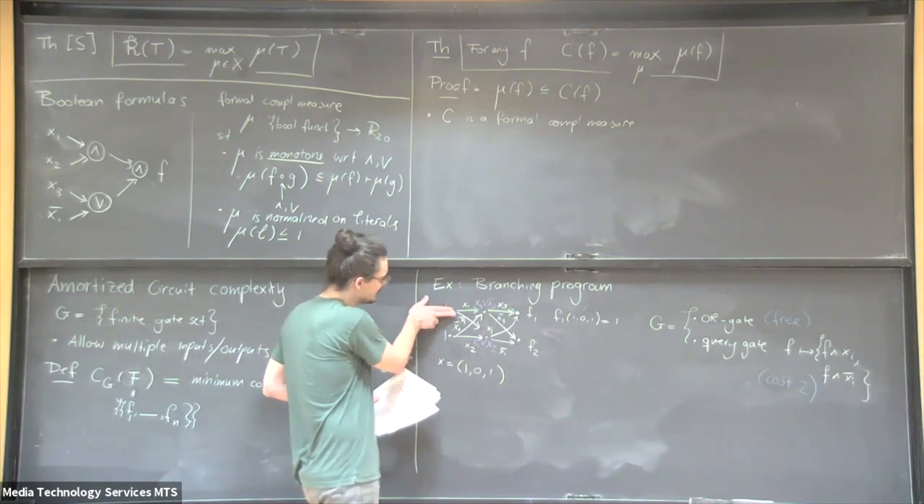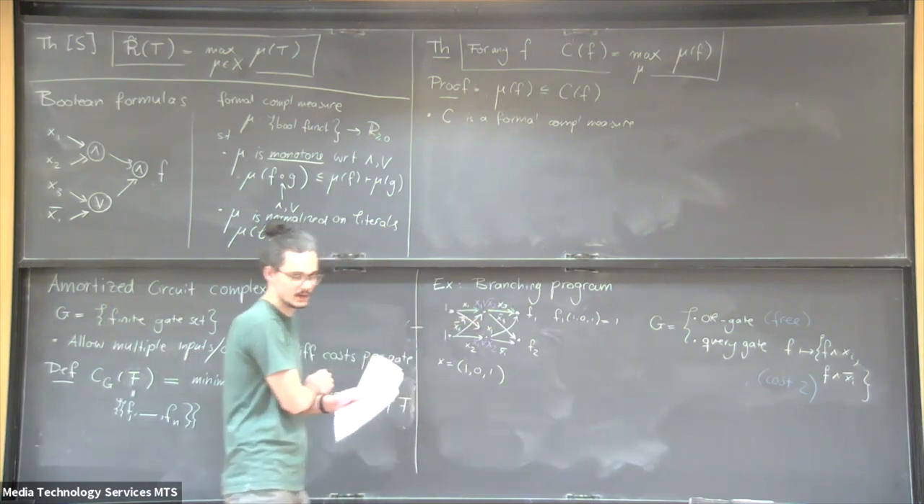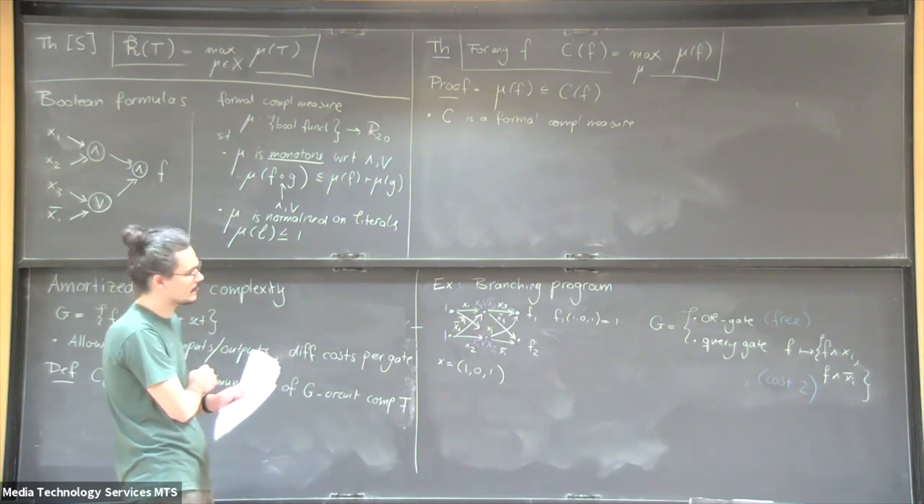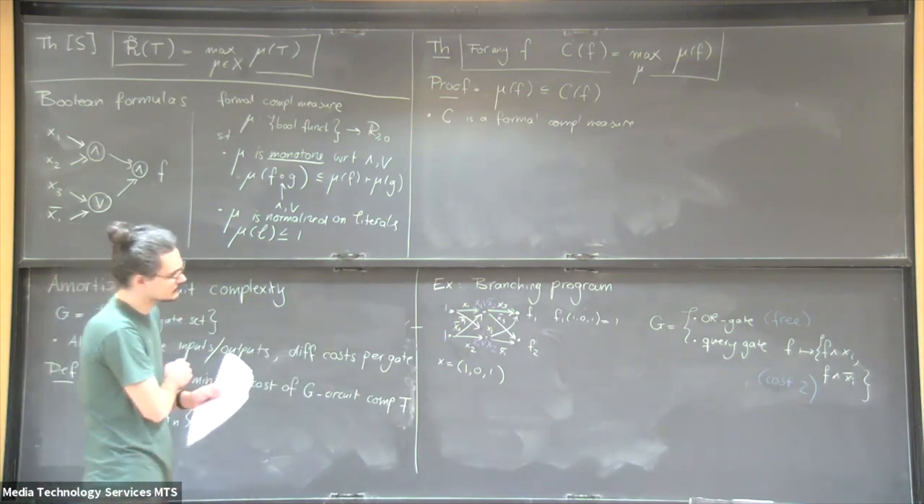Which is because the query gate gives me 2 arrows. And I just want to count the number of arrows. Okay, so that makes sense.